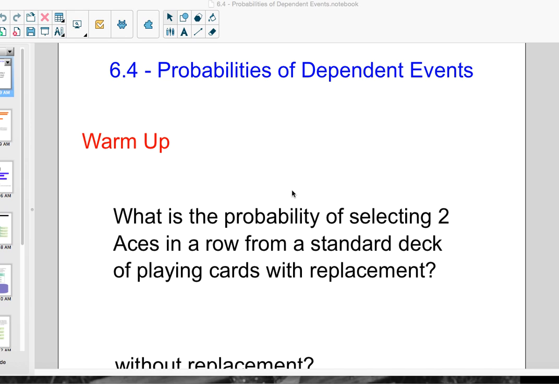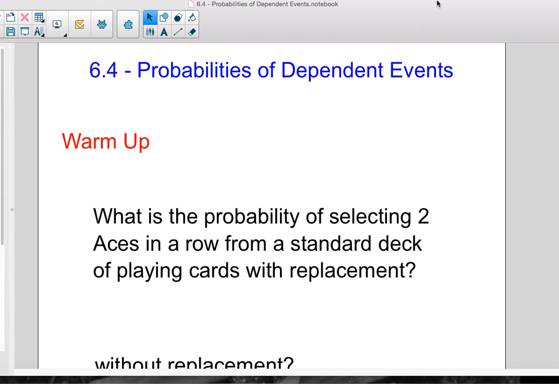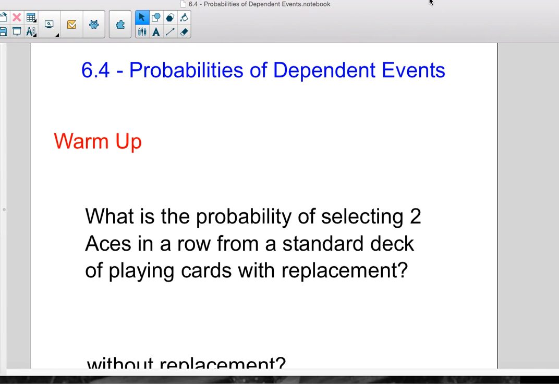Okay, so this is for periods 3 and 4. It should be Friday. This is our last lesson on probabilities and statistics in general.